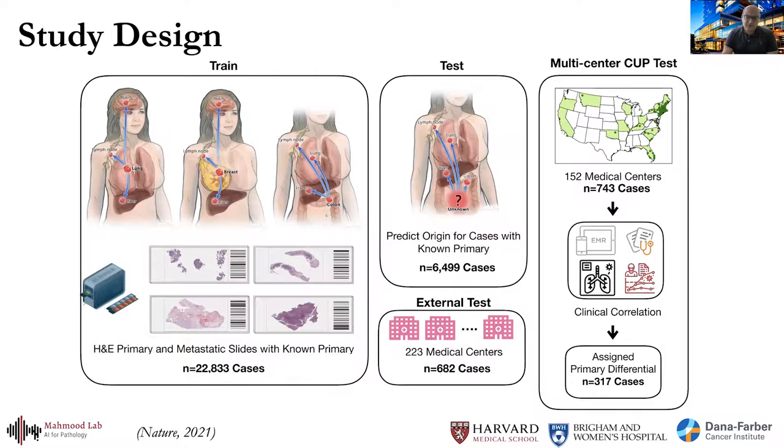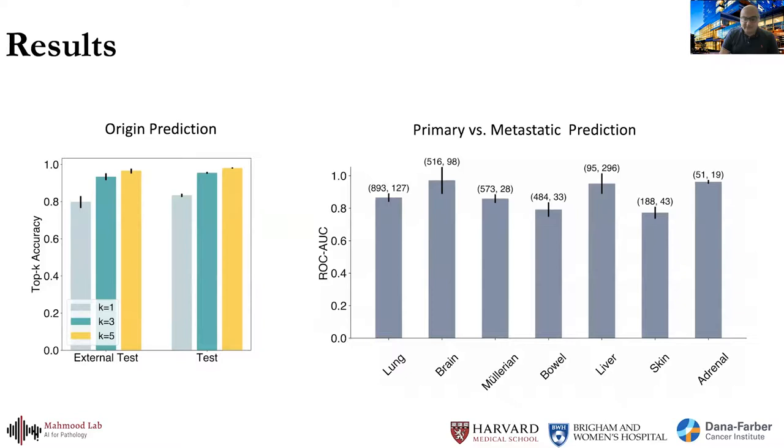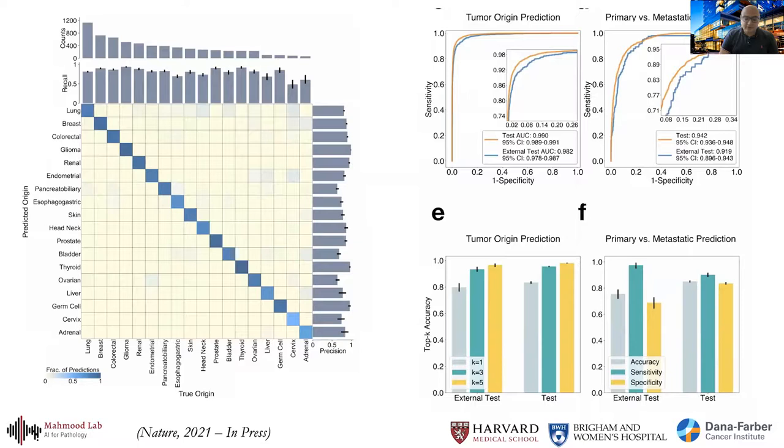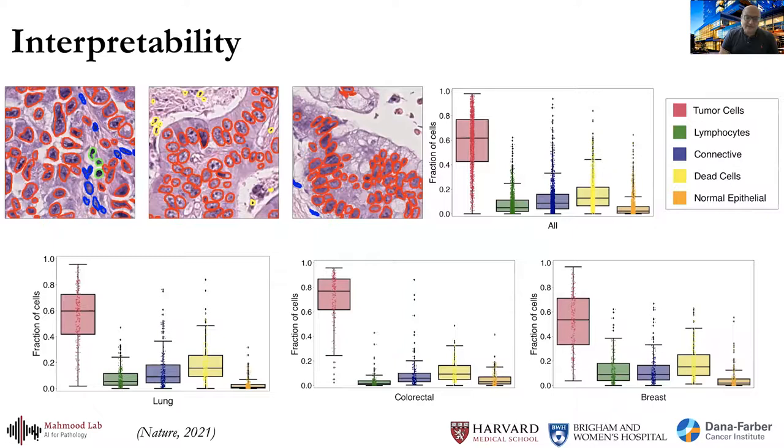So we did quite a lot of analysis on this, and the architecture that was used was very similar to the CLAM architecture, but it was multitask, so it was able to predict whether the slide is primary or metastatic, as well as predicting what the origin is. And then there's a lot of analysis that I'll just skip through, and it's available in the publication, where we analyzed the primary versus metastatic performance, origin prediction performance at every individual origin, both for primary and metastatic cases, as well as looking at interpretability, both slide level interpretability, and further analyzing the high attention regions to validate that the model was making predictions from the tumor regions.